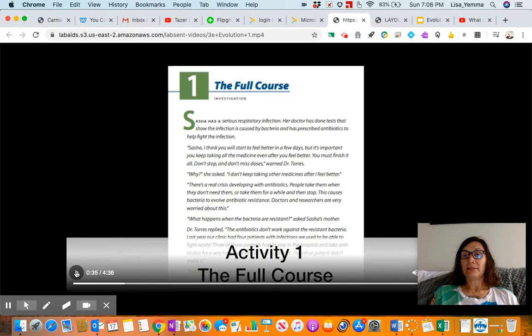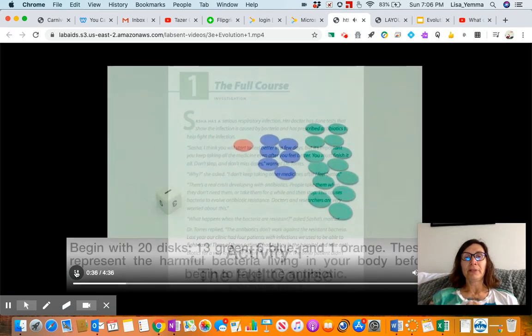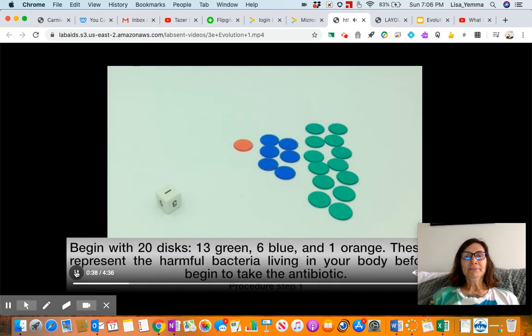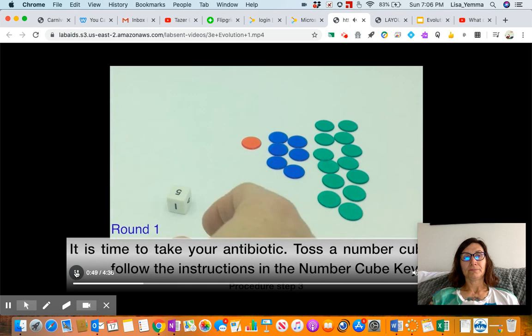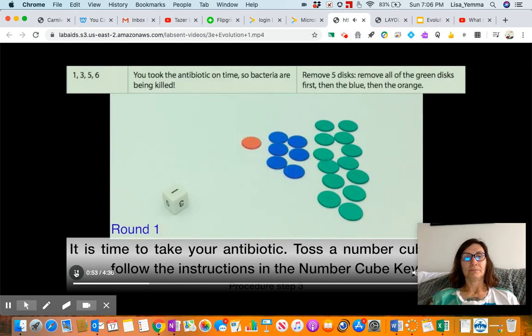Okay, let's watch this. Full course. Begin with 20 discs, 13 green, 6 blue, and 1 orange. These discs represent the harmful bacteria living in your body before you begin to take the antibiotic. It is time to take your antibiotic. Toss a number cube and follow the instructions in the number cube key. You took the antibiotic on time, so bacteria are being killed.